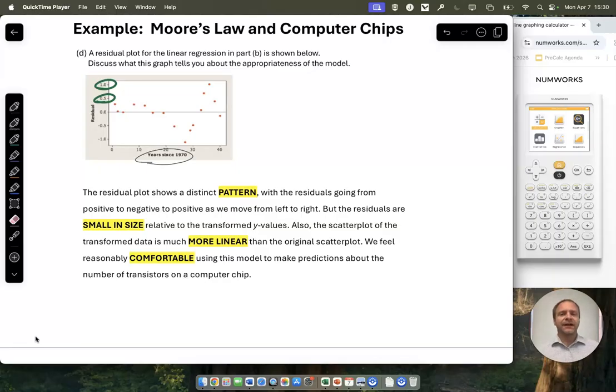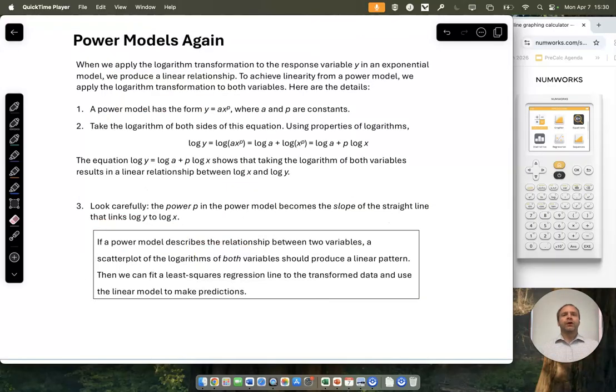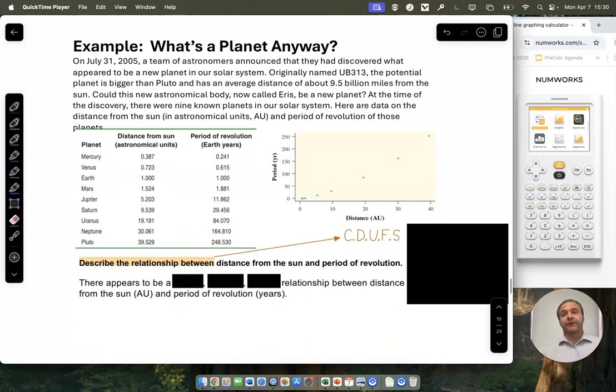So this is outlining whether the residual plot allows us to use our natural log transistors hat equals a plus b times years since 1970. In this case, I'm okay with it. It's not too bad. You can pause this video right here to read the powers model screen again. I'm just going to jump right into the next example, which deals with what's a planet anyway.